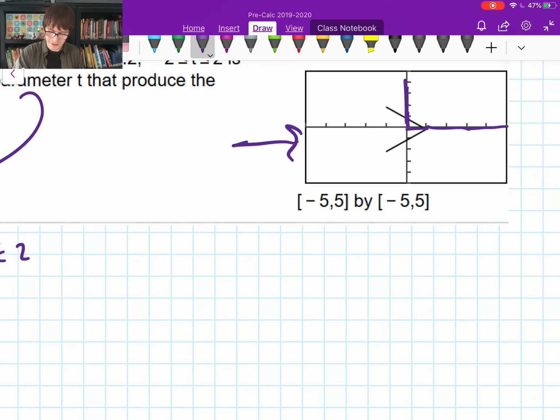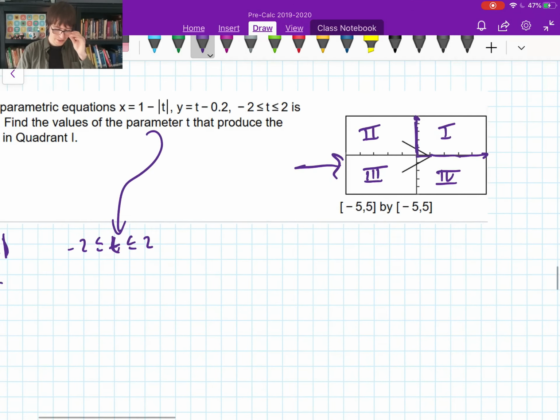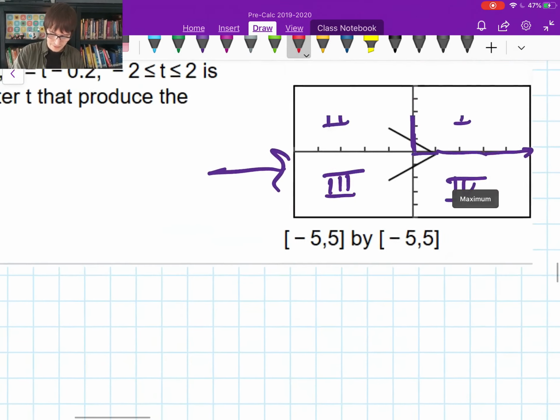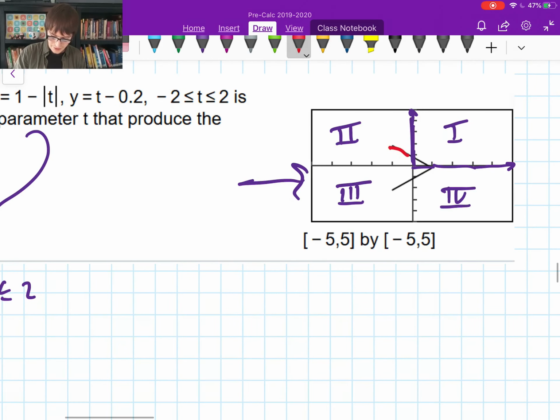Because remember what our quadrants are. I think you can probably rattle them off now: 1, 2, 3, and 4. We want it just in the first quadrant. There's a bunch of stuff to the left and over here that the graph makes, and we don't want any of that. We just want the t that will give us the stuff right in the center. We're going to figure out how to limit t so it's just that.